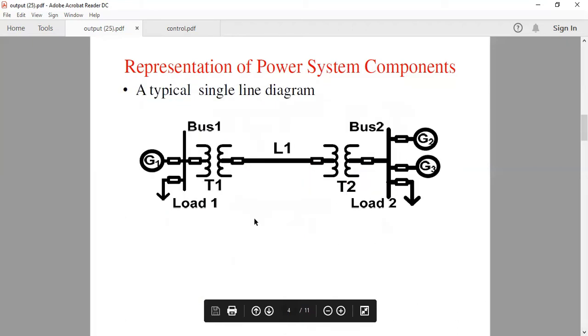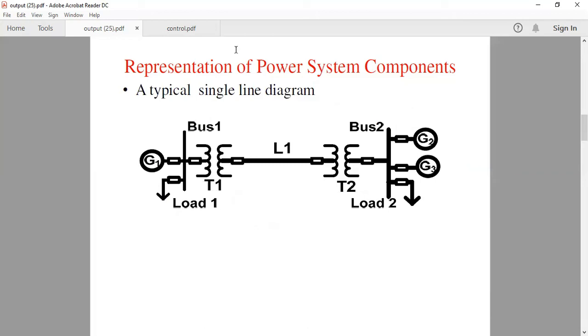So this is a typical single line diagram of a power system, which consists of the generator part. Then these are the circuit breakers which are connected for the protection. Then this is the generator bus. Then the circuit breaker and the transformer; as it is connected to the generator bus, most of the time it is a step up transformer.